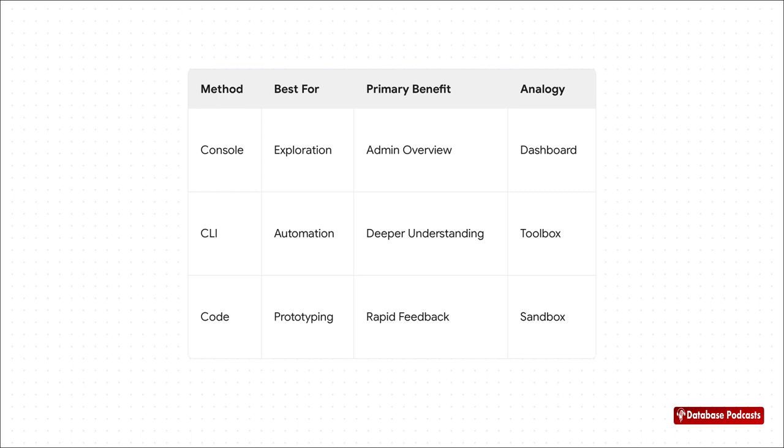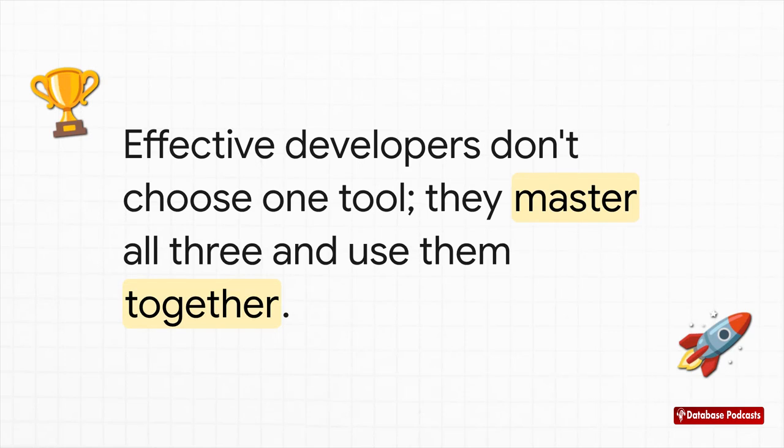But here's the real secret, the key takeaway from all of this. It's not about choosing just one of these tools and sticking with it forever. The most effective developers, they get really good at all 3. They use them together. They might use the console to explore a new service, then the CLI to automate it, and then code to build something totally new on top of it.